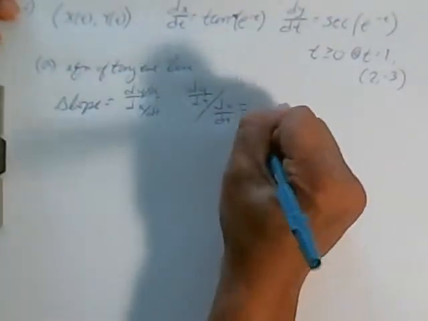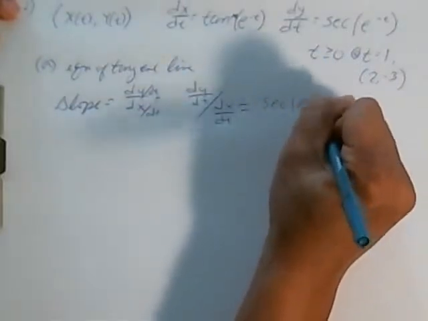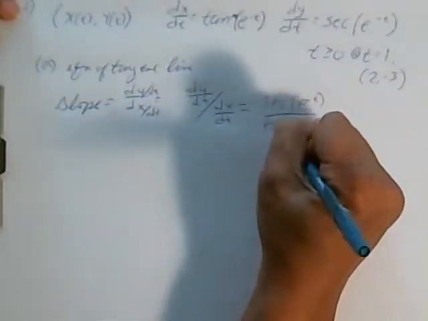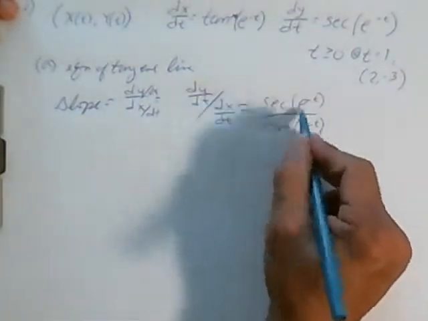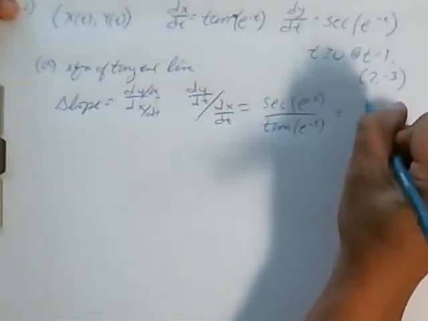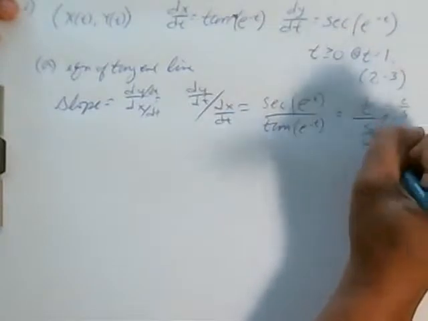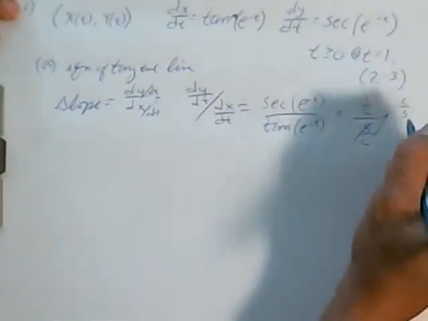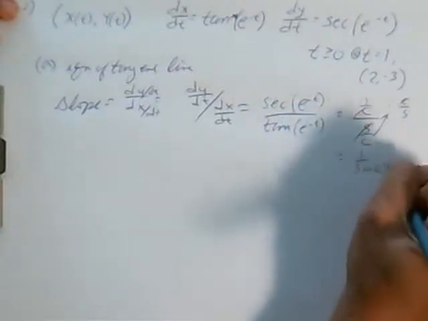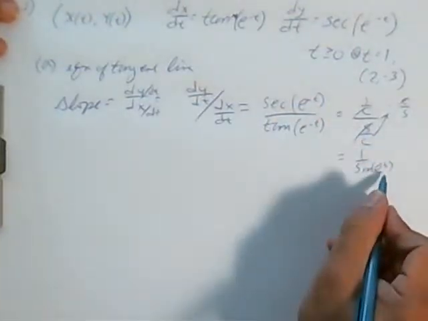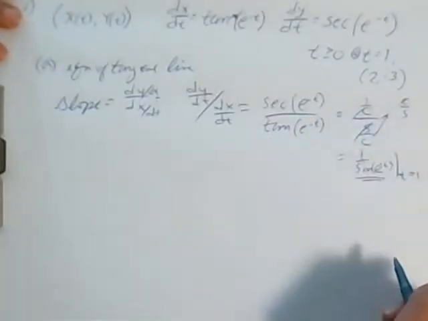These are your two expressions right there, so we just put them on top of each other: the secant of e to the minus t power over the tangent of e to the minus t power. Since the inside is the same here, we can simplify this. That becomes 1 over cosine divided by sine over cosine, multiplied by the reciprocal, cosine over sine. The cosines cancel, and it becomes 1 over sine of e to the negative t. So that's your slope at time t equals 1.